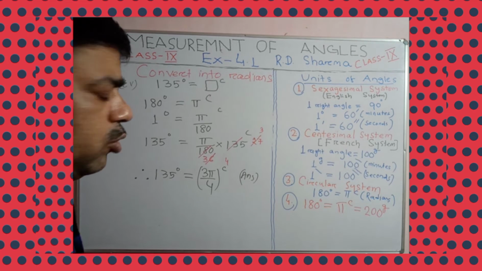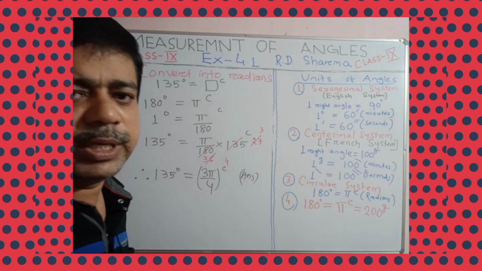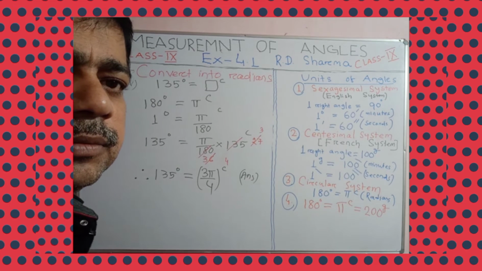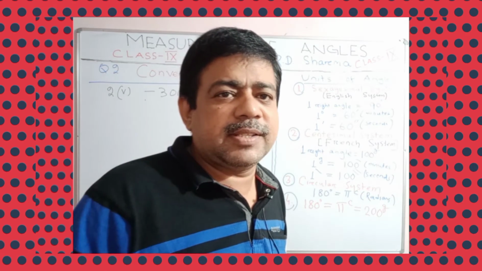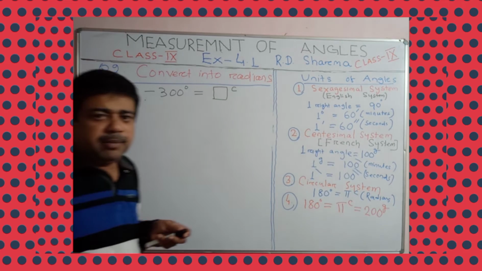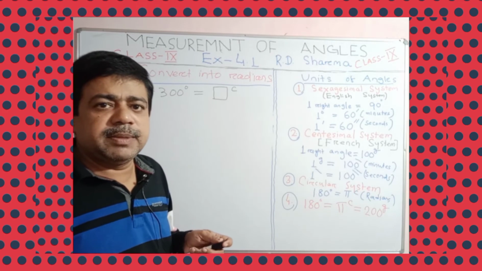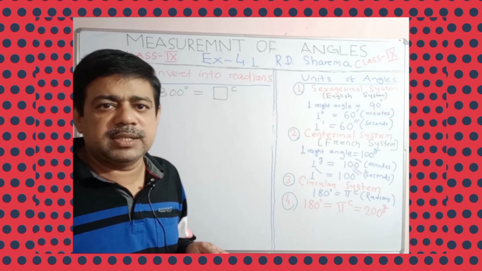This is question number 2, fourth bit, and we converted 135 degree is equal to 3 pi upon 4 radian. Okay, next question we are going to discuss, question number 2, fifth bit. It is given minus 300 degree, and we have to convert it into radian. How much radian is minus 300 degree?